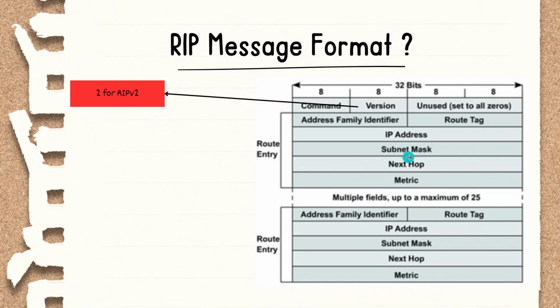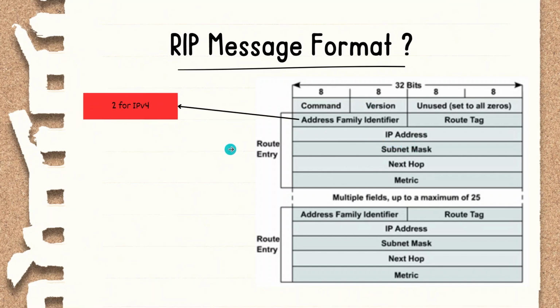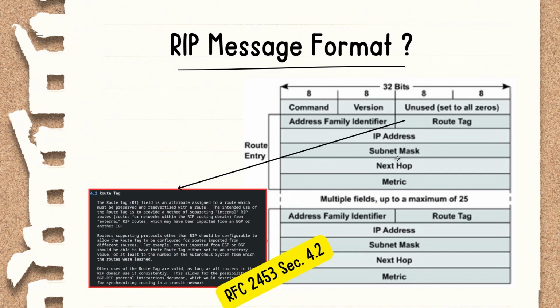Now there is the version. The version indicates which RIP version is running. Basically it is 2 for RIPv2. Now the address family. When the route entries are being sent, it should specify the address family. For IPv4 networks, the address family identifier is 2.